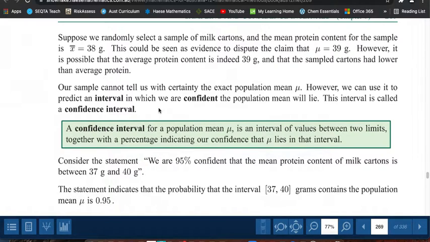And so we put it between 2 limits, but we also assign to that a percentage of how confident we are. Okay, and we'll have a look at what that means in a second, but very, very commonly we talk about saying we're 95% confident that the actual mean must fit within this space. So if you look at this statement down the bottom, it says, consider the statement, we're 95% confident that the mean protein content of milk cartons is between 37 grams and 40 grams. Rather than saying it's 39, we have a range that we're confident in.